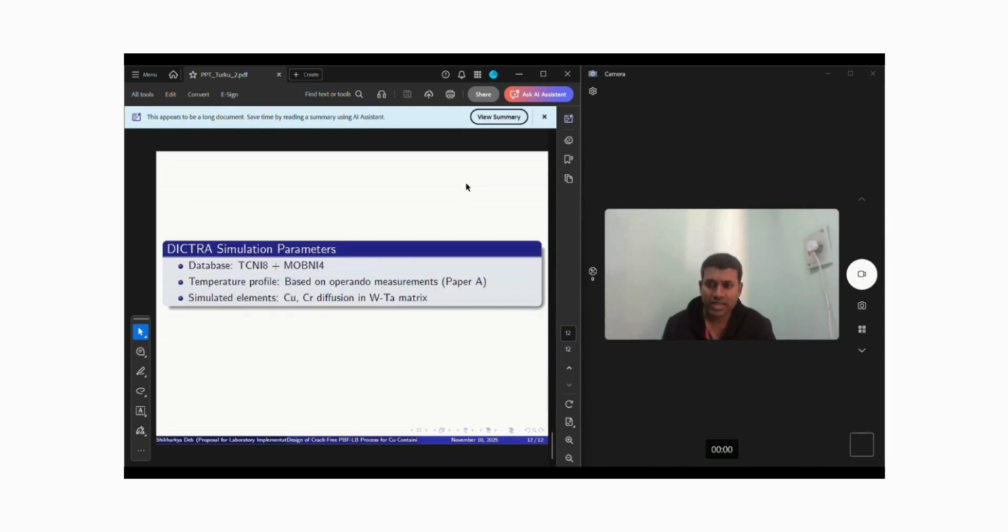Next come the TC-PRISMA simulation parameters. The databases are TCNI8 and MOBNI4. The temperature profiles are based on the operando measurements in paper A, and simulated elements include copper and chromium diffusion in the tungsten and tantalum matrix.